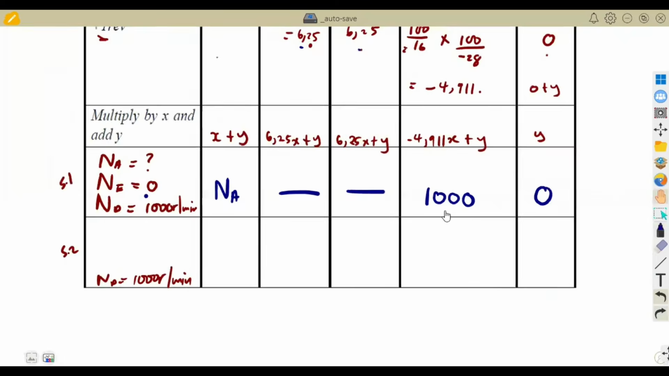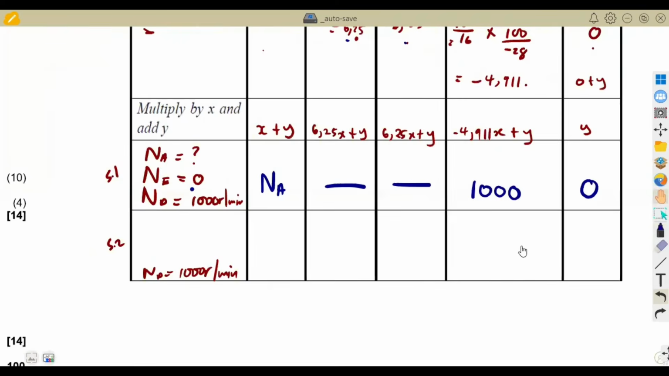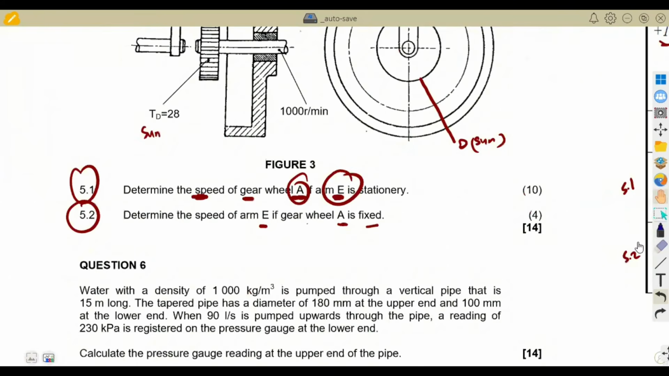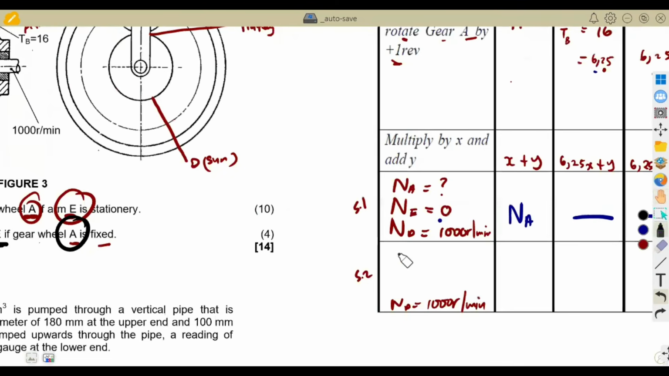All right. Then on 5.2, it's another question. So this you can calculate for your 5.1, then you move on to 5.2. For 5.2, they are now saying you have to calculate the speed of the arm when A is fixed. So we want the speed of the arm. Remember, the arm is E. We want the speed of E. We do not know it. But A is fixed, at 0.